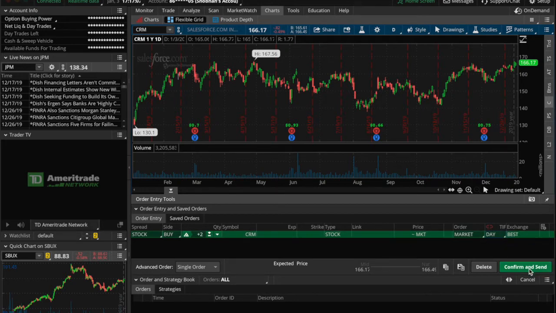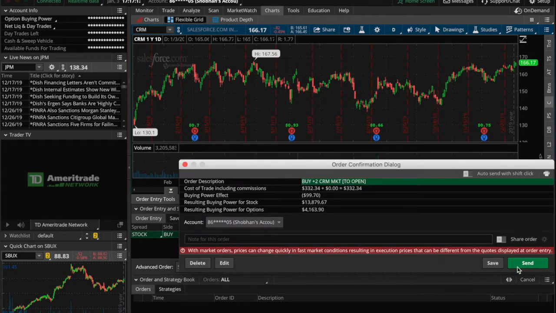Exchange is best, and then you would confirm and hit send here. And then it would bring up the cost of it. So we'd hit confirm, and then we would hit here. Now, this is an important thing here, which says with market orders, prices can change quickly in fast market conditions, resulting in execution prices that can be different from the quotes displayed at order entry. In other simpler terms, that means that in a market order, the price that you see right now is not necessarily the price you'll pay because it takes seconds for this order to get filled, and in those seconds the price could change. So just keep that in mind.